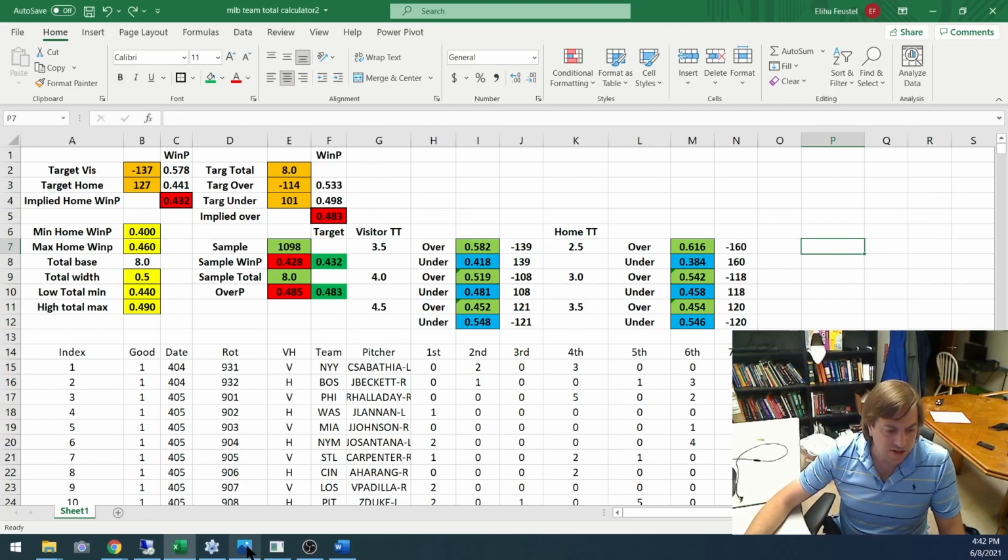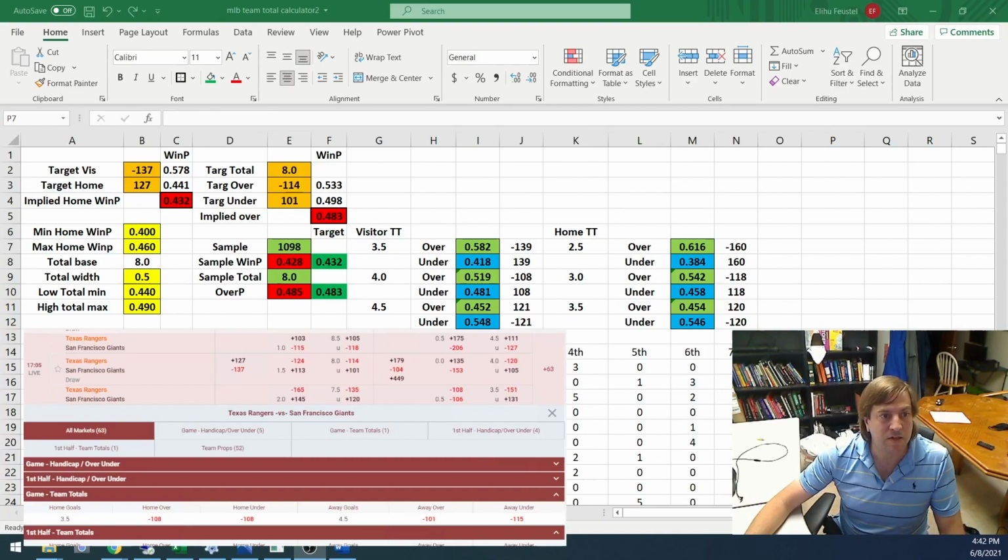So I'm going to actually look at a game I was pricing to do this one. And we have San Francisco, Texas. San Francisco is a minus 137 favorite. So I built a sample around this game. And if we look, do we have a bet? So we can bet 3.5. So the home team, 3.5 under 120, and they make the fair price minus 108. So that's pretty close to a bet.